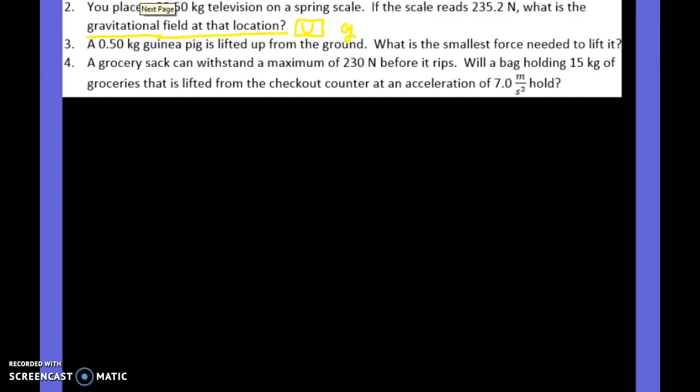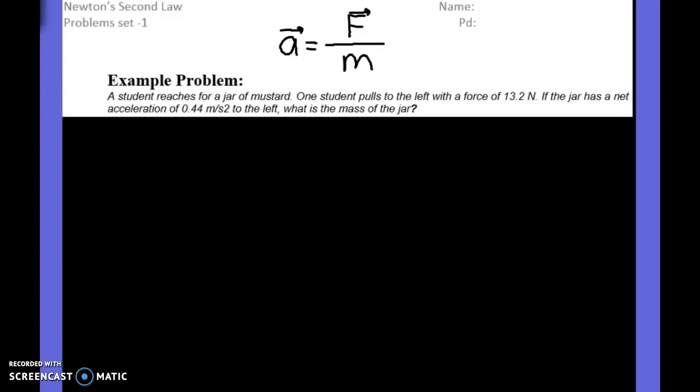Let's say number 4, it gives you a maximum amount of force a bag can withhold before it rips. So what you're looking for is force as a result of these, and then you need to compare it to this one to determine whether or not it's going to break. Now this is the back side of the paper. You have to finish these problems as well.